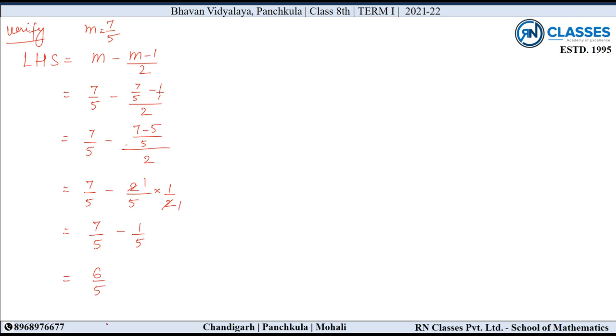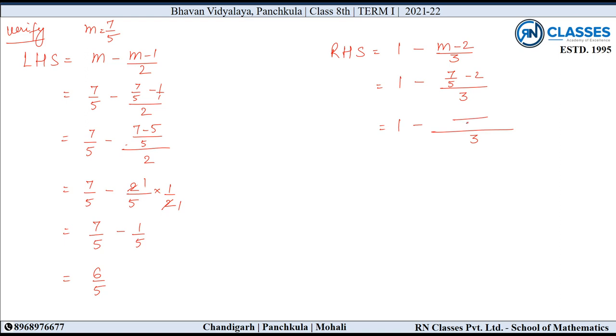That's it. Now next, let's move to the RHS. If we also get 6 by 5 from the RHS, it means LHS is equal to RHS, which means verified. Now what is here? 1 minus m minus 2 by 3, right? The value of m, 7 by 5, has to be put in: 1 minus, now m is equal to 7 by 5 minus 2 by 3.